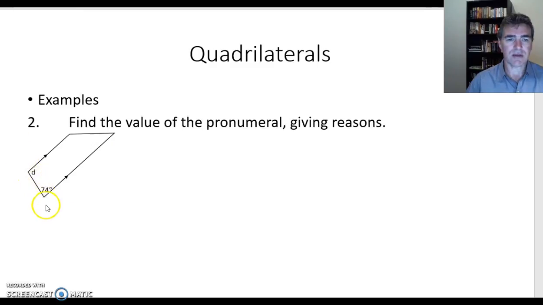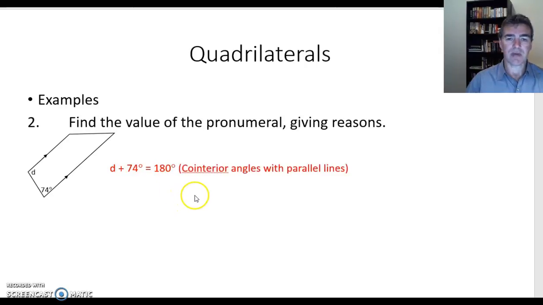It stops there. So if that's a transversal and parallel lines, these 2 angles are between the parallel lines and on the same side as the transversal. So what that means is that they are co-interior angles. Co-interior angles means that when you add them up, they add to 180 degrees, which means they're supplementary. Don't forget my reason. Co-interior angles with parallel lines. Now let's subtract 74 from both sides, and I get that that missing angle there is 106 degrees.